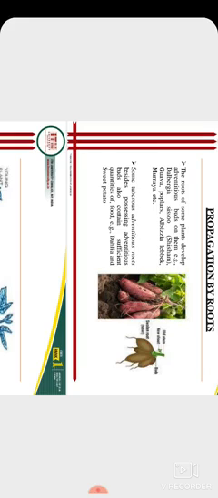There are some tuberous adventitious roots which, besides possessing adventitious buds, also contain a sufficient quantity of food. Means some tuberous adventitious roots contain food also. Here you can see, like sweet potato.